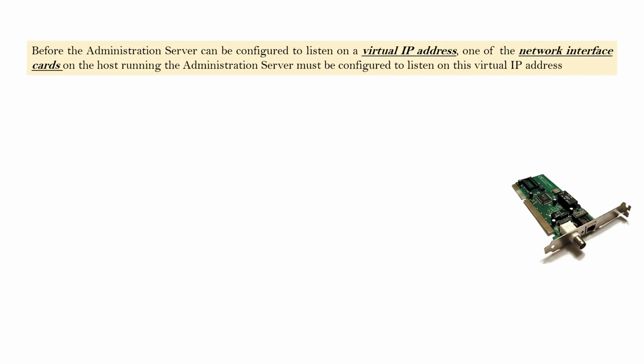Before we get to the action plan or the configuration, let me give you some basic concepts. What exactly is a virtual IP? Before the admin server can be configured to listen on a virtual address, one of the network interface cards on the host running the admin server must be configured to listen on this virtual IP address. So this is a very basic requirement.